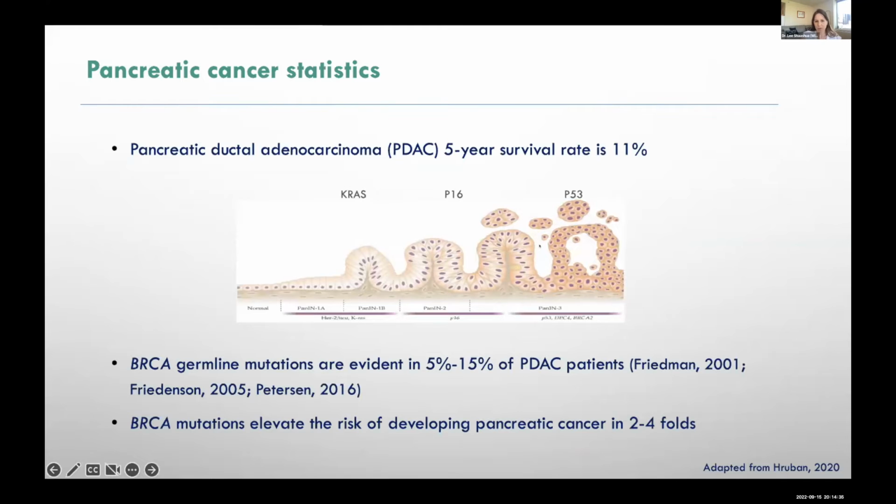Pancreatic cancer is a very aggressive cancer type with a very poor survival rate of 11%. Several somatic mutations are known to underlie this disease, such as KRAS and P53. However, it was also shown that BRCA mutations elevate the risk of developing pancreatic cancer 2 to 4 fold, and these mutations are evident in 5 to 15% of the patients.